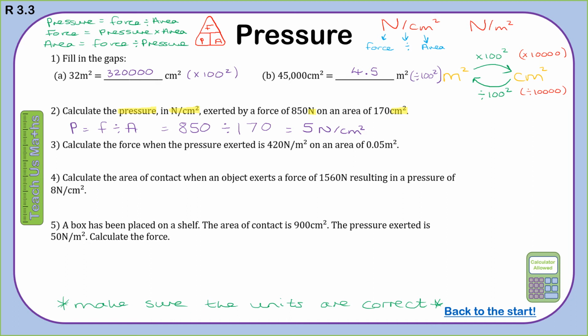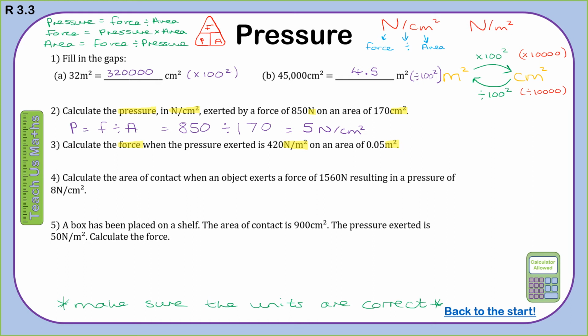Question 3. We need to calculate the force when the pressure exerted is 420 newtons per metre squared on an area of 0.05 metres squared. So again, looking at the units, I've got newtons per metre squared and metres squared, they are consistent, and I need to calculate the force, which is just in newtons, so I'm happy with all the units.